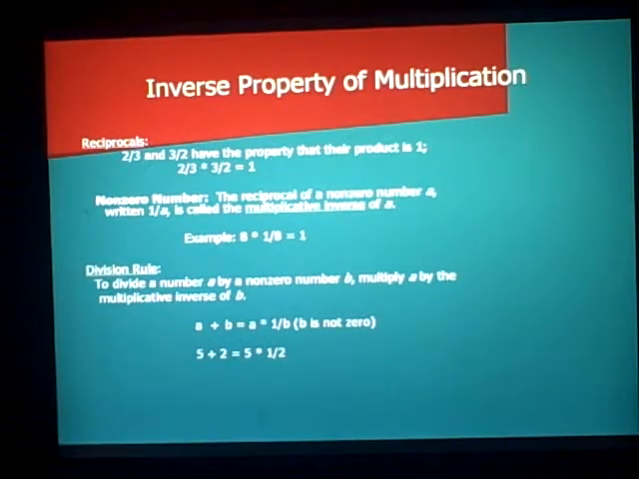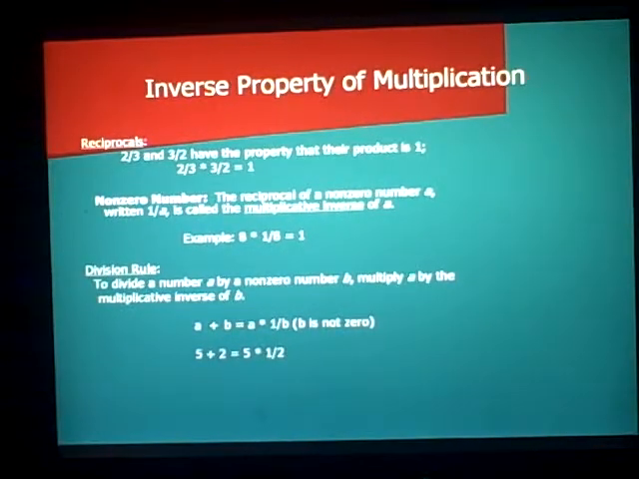That leads us to the division rule. To divide a number a by a non-zero number b, we multiply a by the multiplicative inverse of b, assuming b is not 0. So a divided by b is really a times 1 over b. I give an example at the bottom of the page. 5 divided by 2 is really 5 times 1/2.